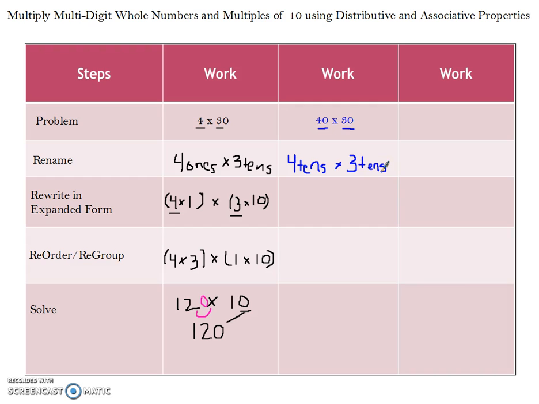The next step is to rewrite in expanded form. Since I have two numbers, I know I'm going to have two parentheses. I like to write those just so I can make sure that I'm getting all my numbers and keep it straight.